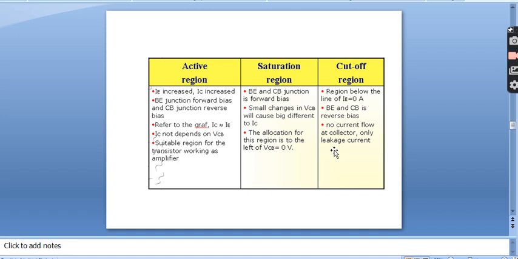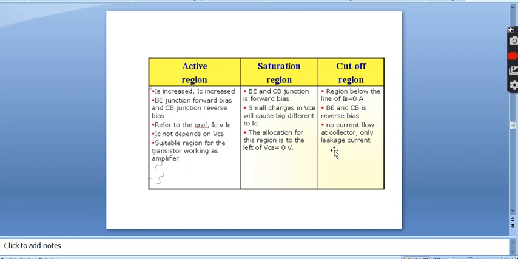Those three regions are the active region, saturation region, and cutoff region. In the active region, the base emitter junction is forward biased and the collector base junction is reverse biased. In the saturation region, both junctions are connected in forward bias. In the cutoff region, both are connected in reverse bias. Due to the forward and reverse bias connections, this transistor works as an amplifier, because the collector current IC is approximately equal to IE.